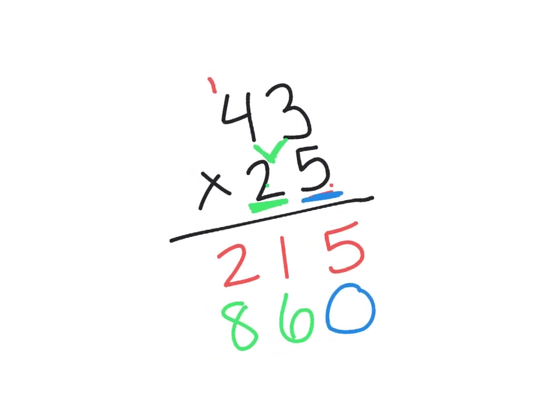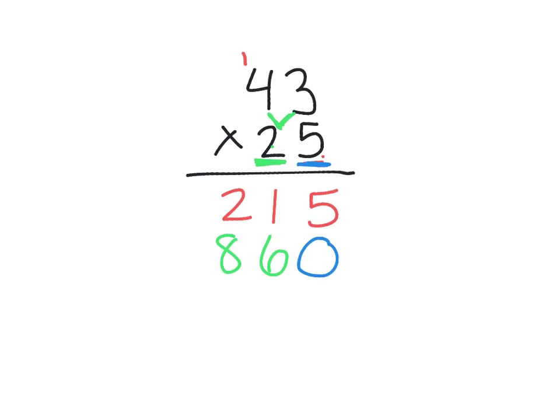My last step is that I'm going to add them all together. So I shrunk it a little bit because I ran out of room. But I have 5 plus 0 is 5. 6 plus 1 is 7. And 2 plus 8 is 10. So my number is 1,075.